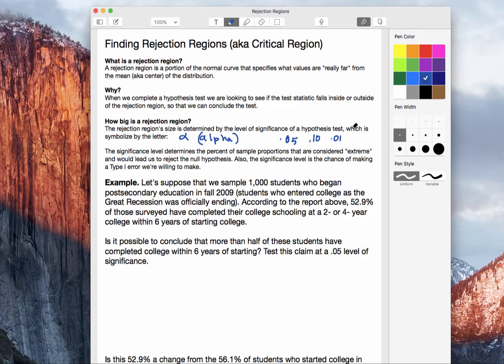Another thing that the level of significance tells us is the chances that we're willing to take of making a type 1 error. So let's look at an example here.